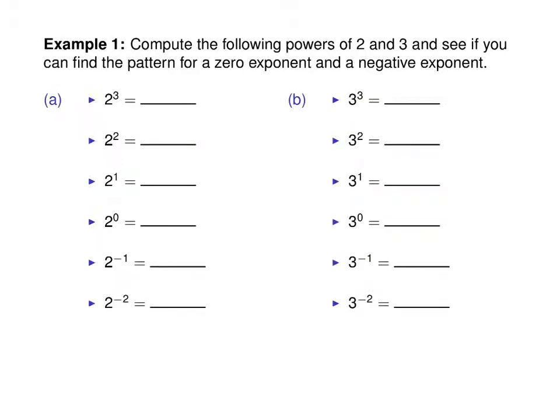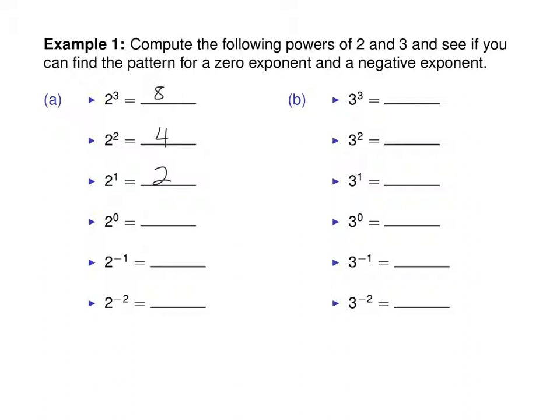Now, exponents are totally obvious for whole number powers. For zeros and negatives, they're a little bit weird. So we're going to find the pattern and explain a little bit why negative exponents and zero exponents behave the way that they do. So what's 2 to the third? 8. What's 2 squared? 4. And 2 to the first is 2.